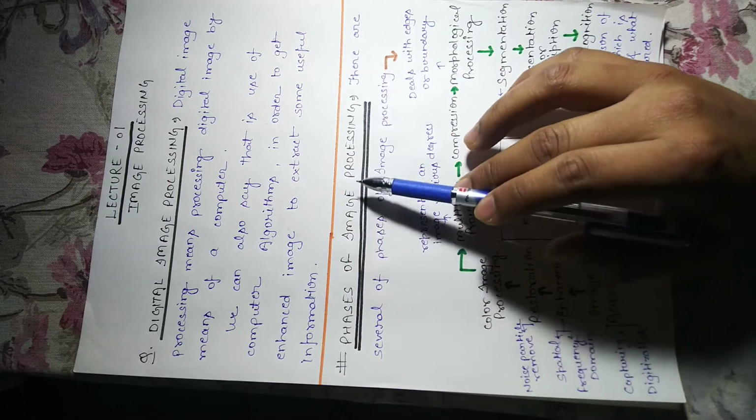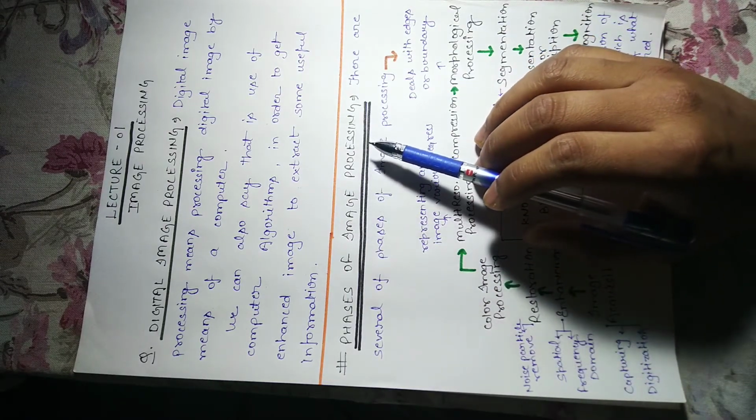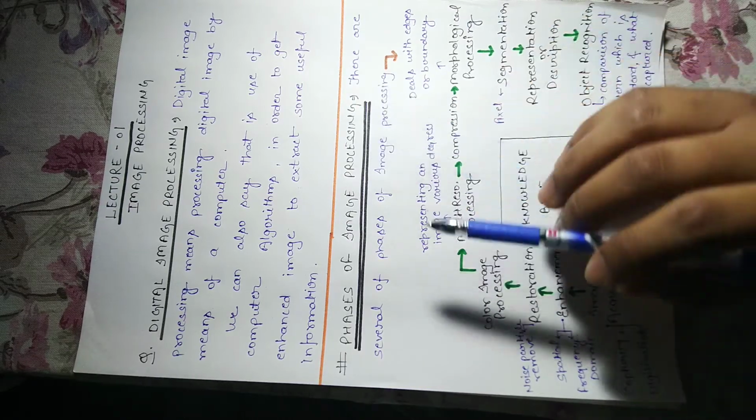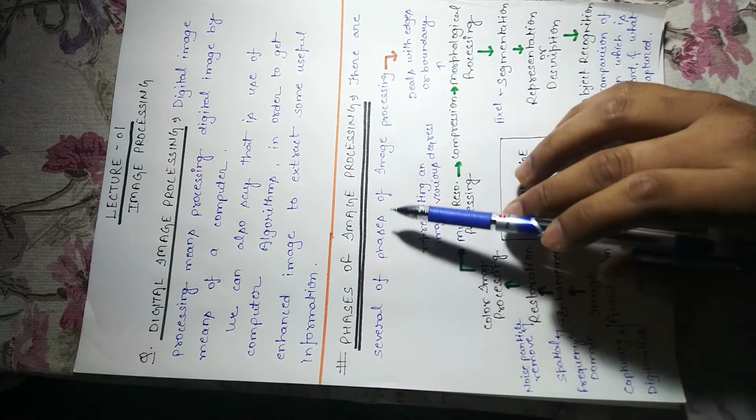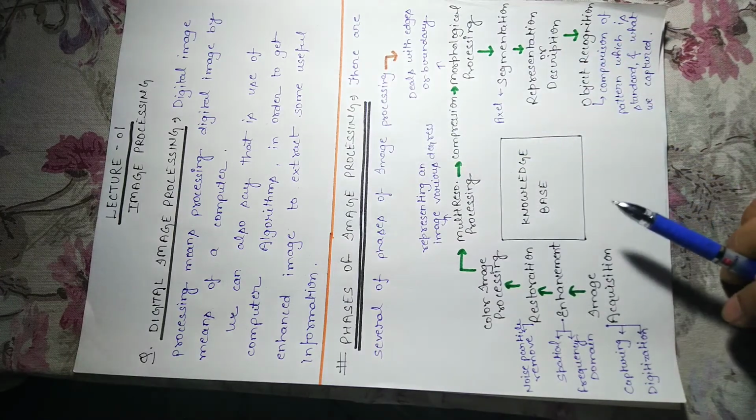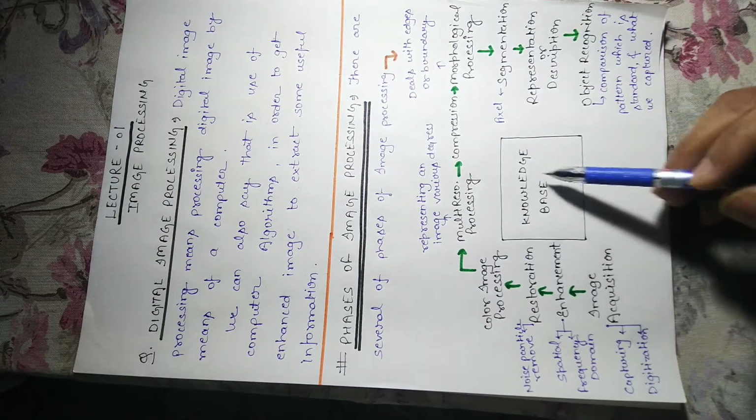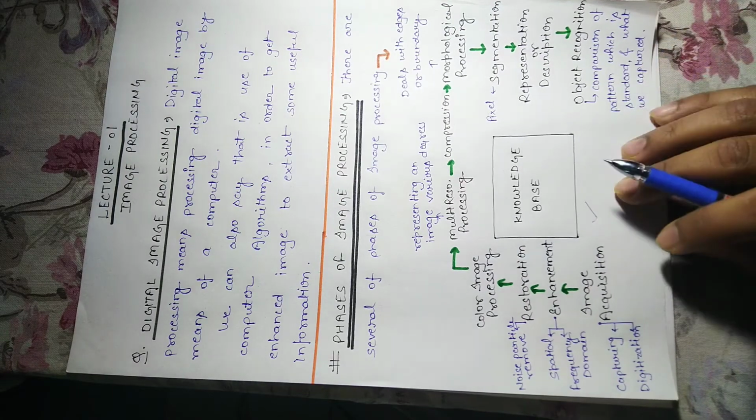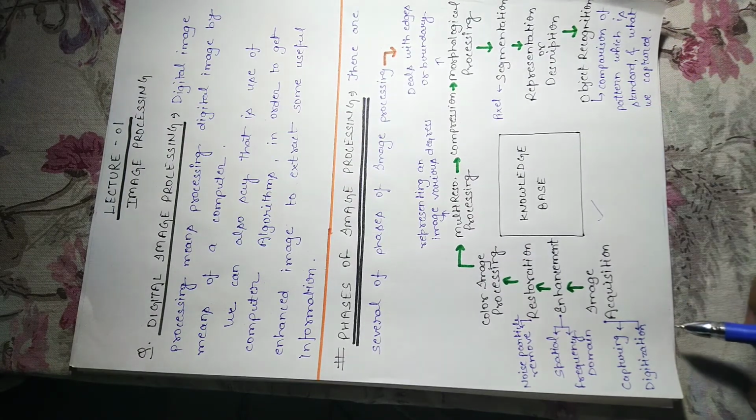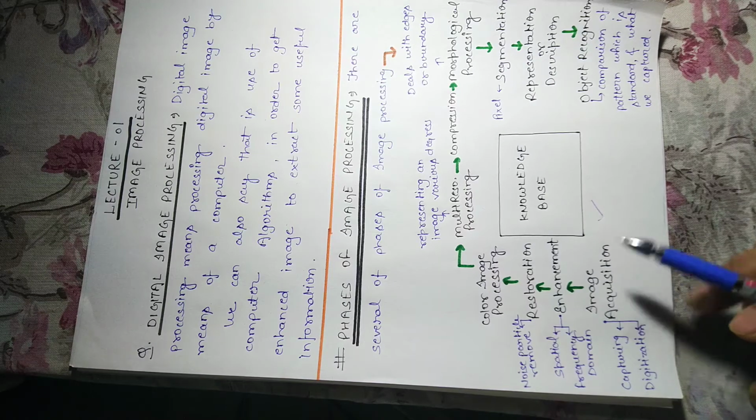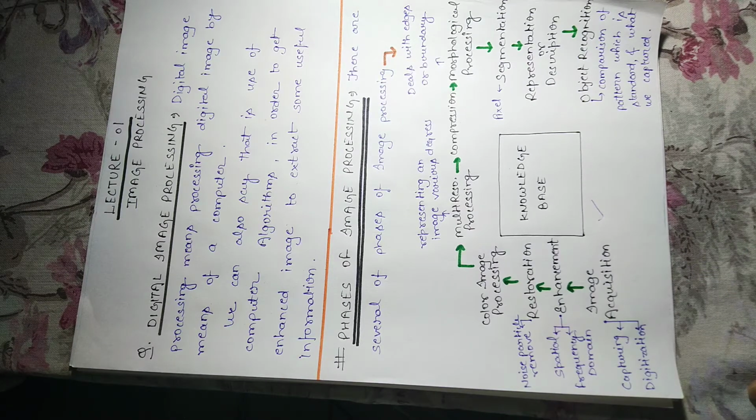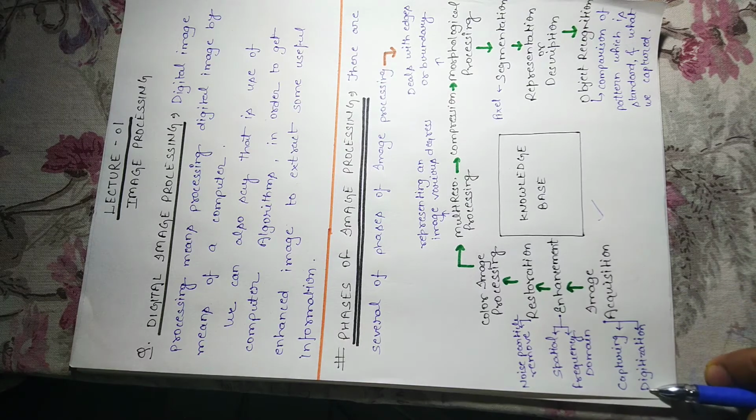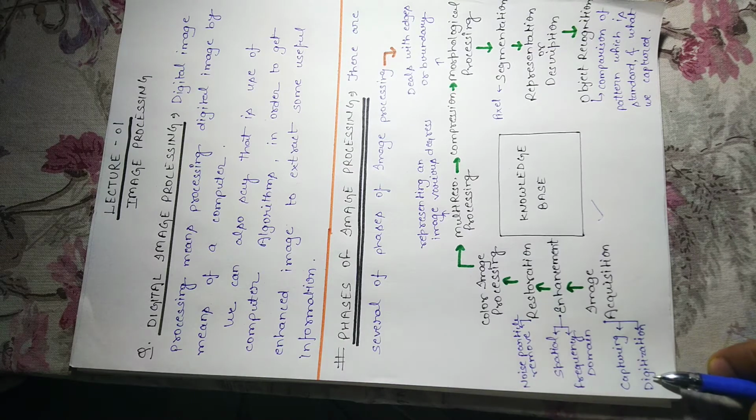Now come to the phases of image processing. What are the phases of image processing? There are several phases of image processing. Suppose this is our knowledge base. We will start from image acquisition. What is image acquisition? Basically, image acquisition is related to capturing an image and digitizing it.